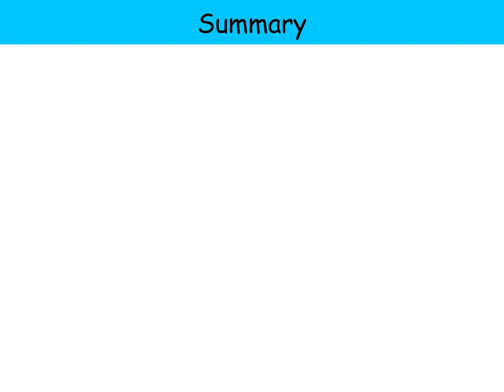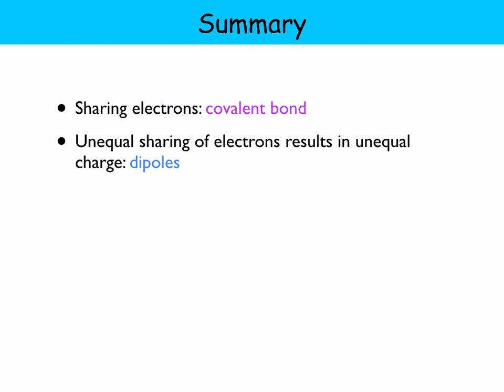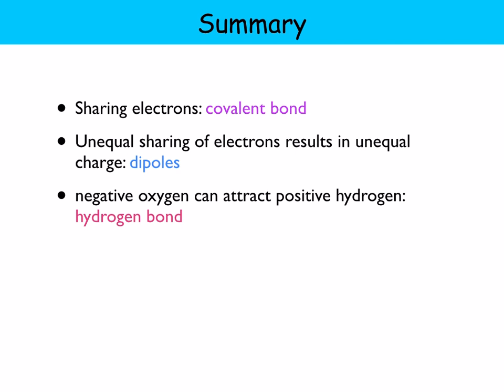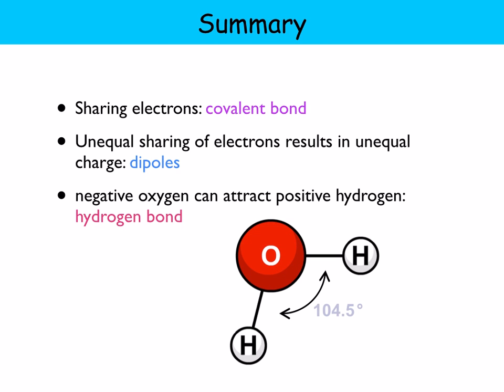So what have we learned in this lesson? Well, we discussed how the sharing of electrons is called a covalent bond. Unequal sharing of electrons results in an unequal charge, for example, dipoles. You've got the negative oxygen that can attract a positive hydrogen on a different molecule. This creates a hydrogen bond, as you can see here.